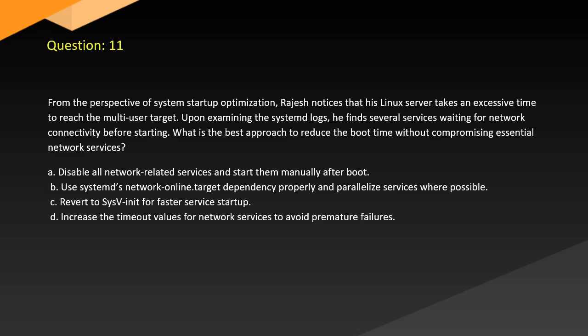A. Disable all network-related services and start them manually after boot. B. Use systemd's network-online.target dependency properly and parallelize services where possible. C. Revert to sysinit for faster service startup. D. Increase the timeout values for network services to avoid premature failures.